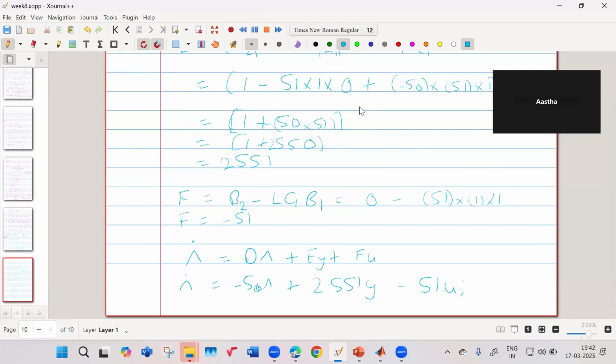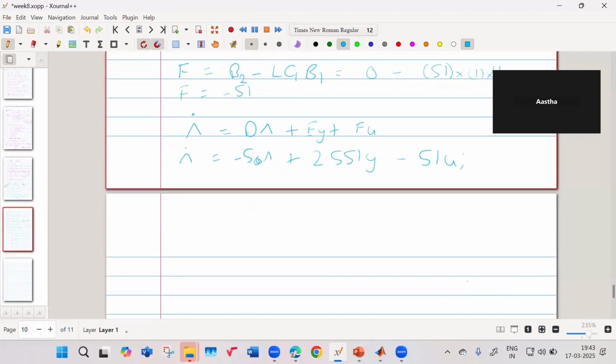And x2 is equal to L into y plus kappa. So our x2 hat, which is being estimated, is 51 y plus kappa. This is how this reduced order observer has to be implemented.